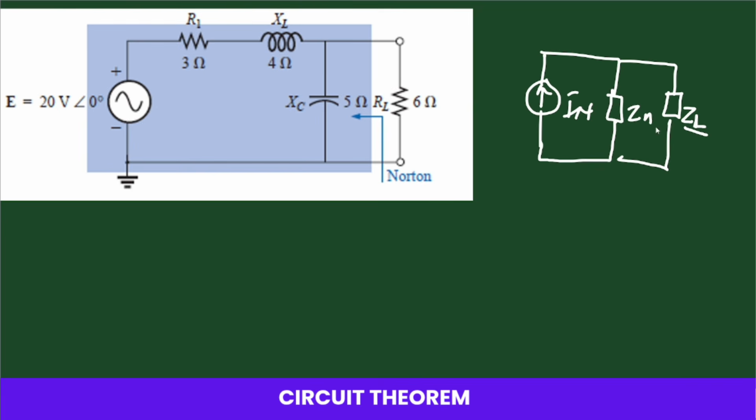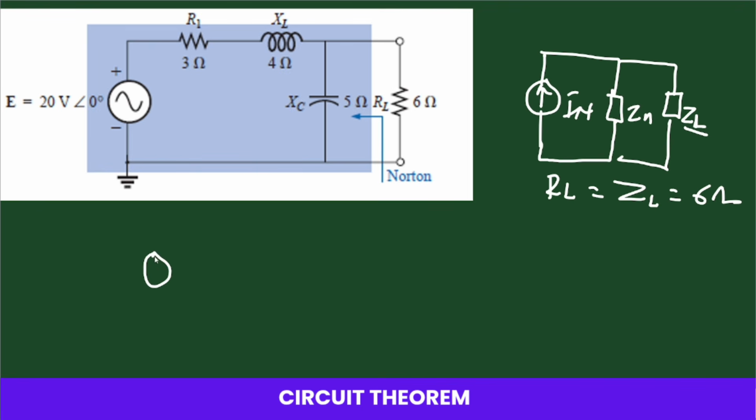Here the load is the same as RL, and it's equal to ZL, and we can say it's equal to 6 ohms. I already learned how to find Zn, because Zn is actually the same as finding the Thevenin's impedance or Thevenin's resistance. So our focus is going to be centered on how to find In. So let's do this circuit together, finding In.